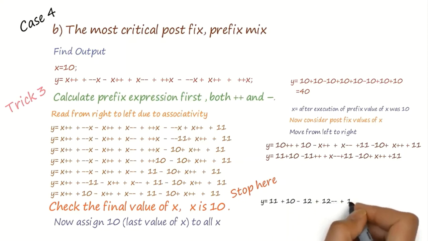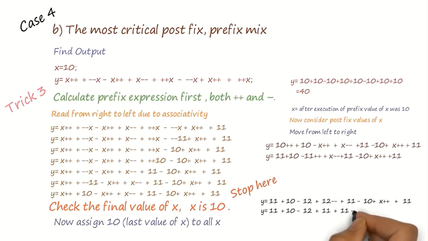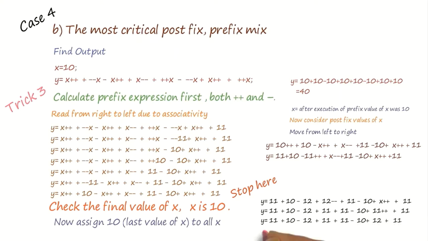So the current value of x will be, start from left, skip y. The first postfix expression is x plus plus, which will become 10 plus plus, that is 11. Afterwards, the next postfix operation is again x plus plus, which will become 11 plus plus, that is 12. And then we have x minus minus, that is 12 minus minus, which gives x as 11. And finally, we have x plus plus, that is 11 plus 1, 12. Therefore, the final value of x is 12 for this given expression.